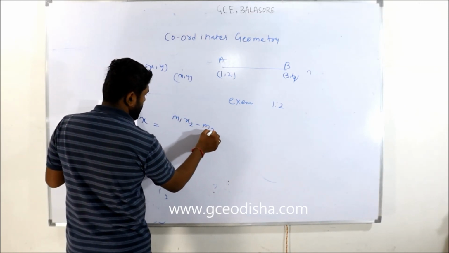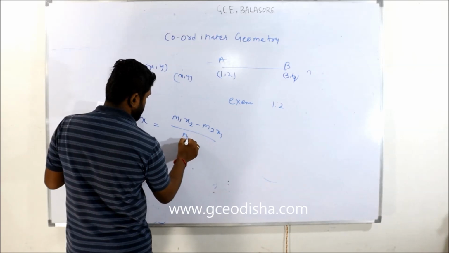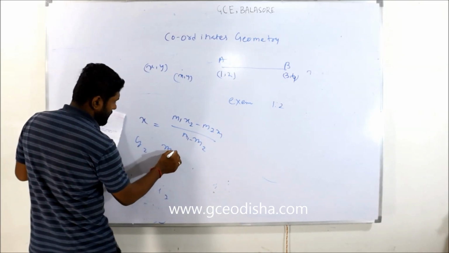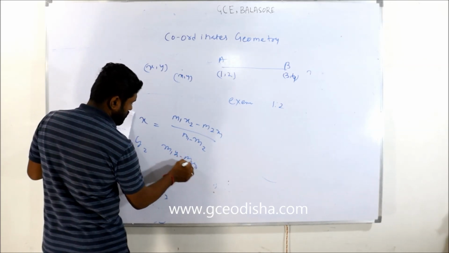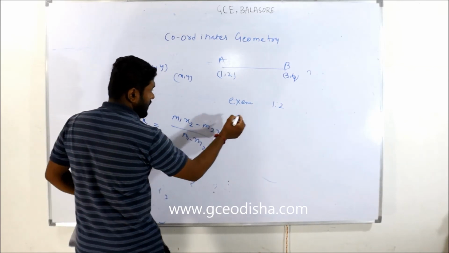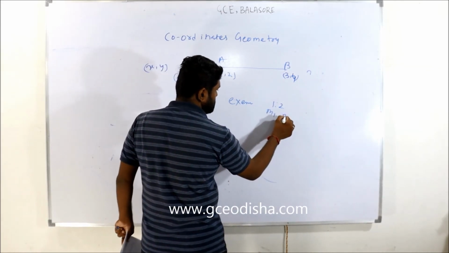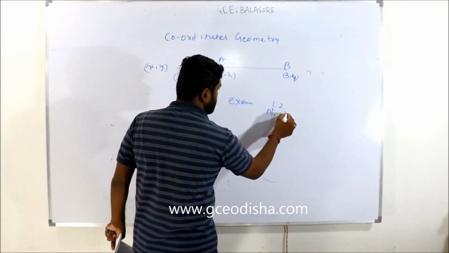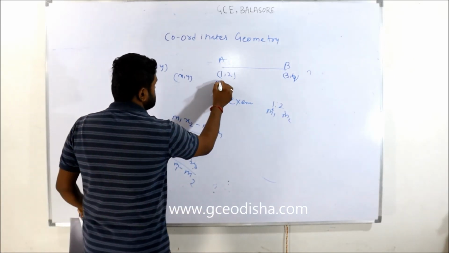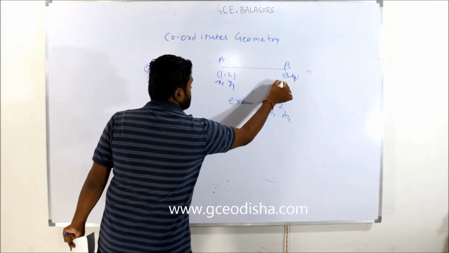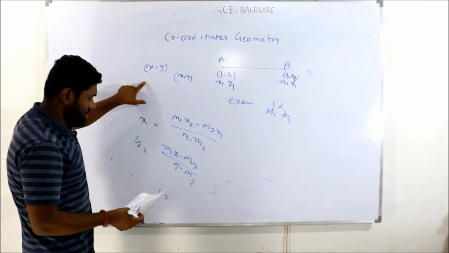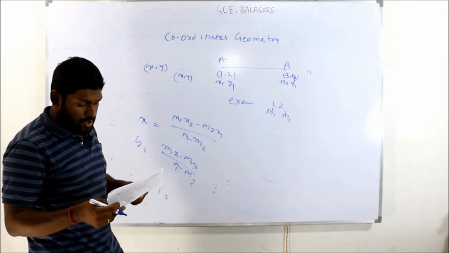is m1 x2 minus m2 x1 divided by m1 minus m2, and the point y is m1 y2 minus m2 y1 divided by m1 minus m2, where this is m1 and this is m2. m1 is 1, m2 is 2. Okay, this is x1, this is y1, this is x2, this is y2. Just put them here, and we can find the point x and y.